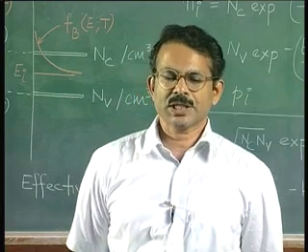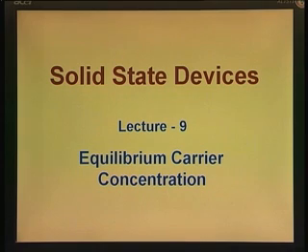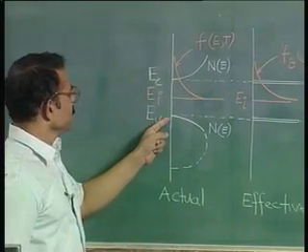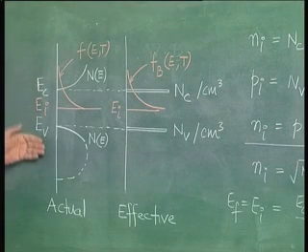Today's is the 9th lecture of this course and the 7th lecture on equilibrium carrier concentration. Let us see what we have achieved in our discussion on the intrinsic carrier concentration, which we completed in the last class. So we have shown that this is the allowed levels and density of states picture.